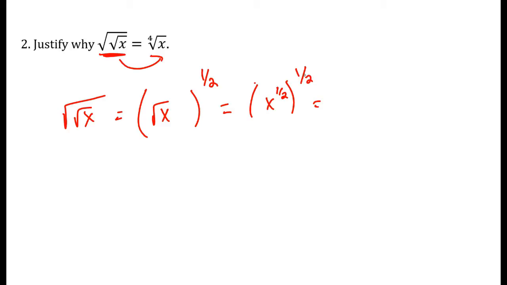And when I have a power to a power to a power, that means multiply the exponents, which gives me x to the 1/4. And we know x to the 1/4 is saying take the fourth root. Take the fourth root of x. So the square root of the square root of a number is really just the same as the fourth root of that number by going through these steps here. By applying these properties of exponents, we can start with the square root of the square root of x and get the fourth root of x.